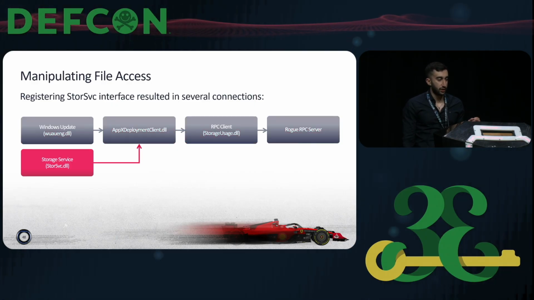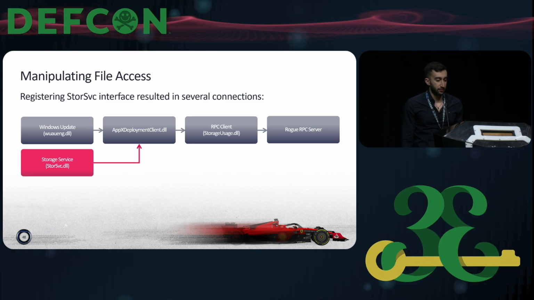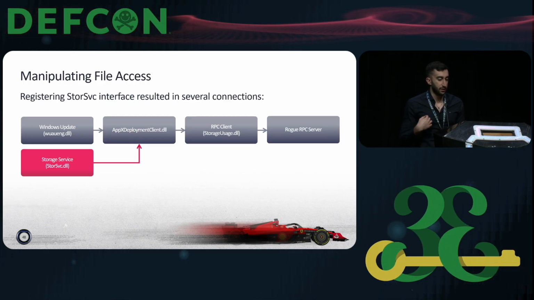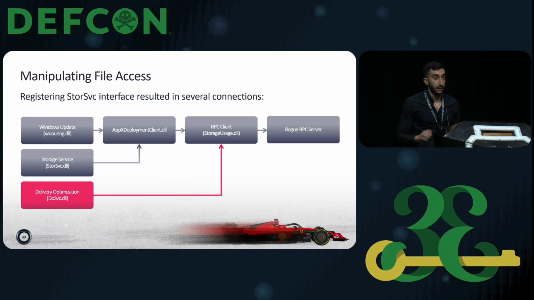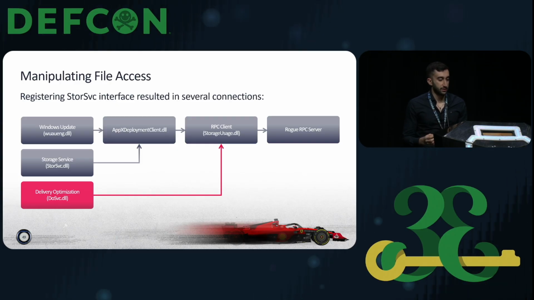Then I got a connection from storage service, which doesn't make sense because that's who I'm pretending to be. Apparently, this service uses its own RPC client to connect to itself, but since I registered the interface first, it connected to me instead. The last connection I got was from the delivery optimization service, which is responsible for downloading updates and packages from alternative sources to make the distribution more efficient.